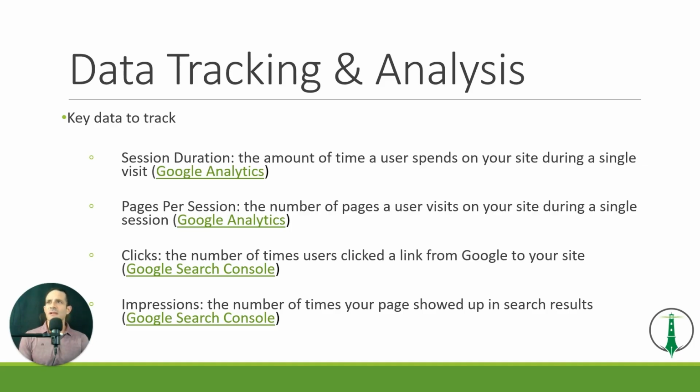And you're also going to count your clicks and impressions. The clicks is the number of times a user clicked on a link from Google to your site. And the impressions is the number of times that your page showed up in search results.